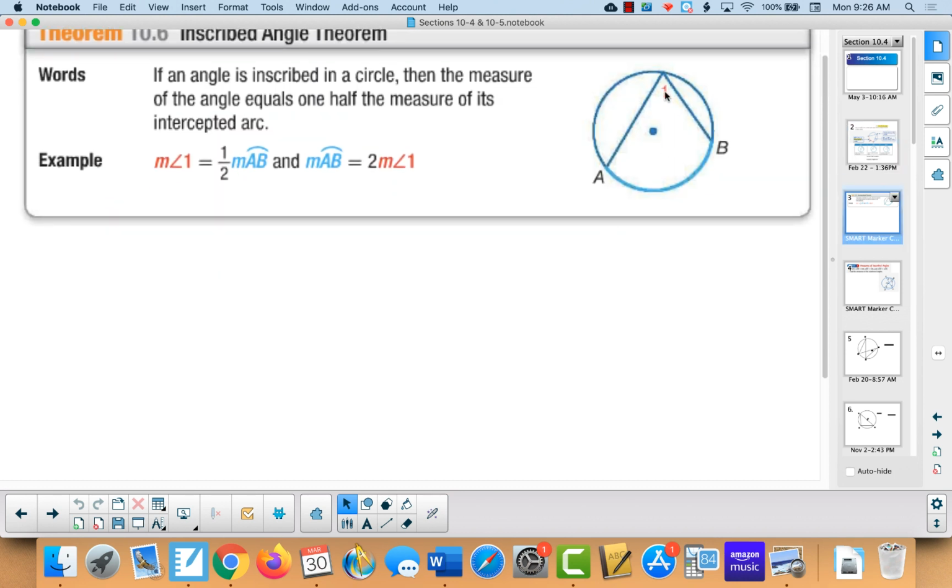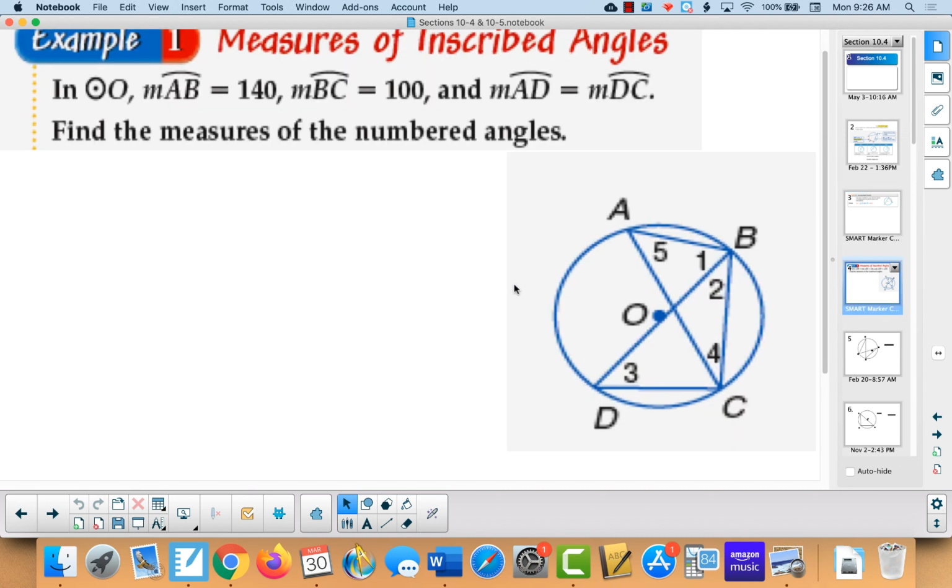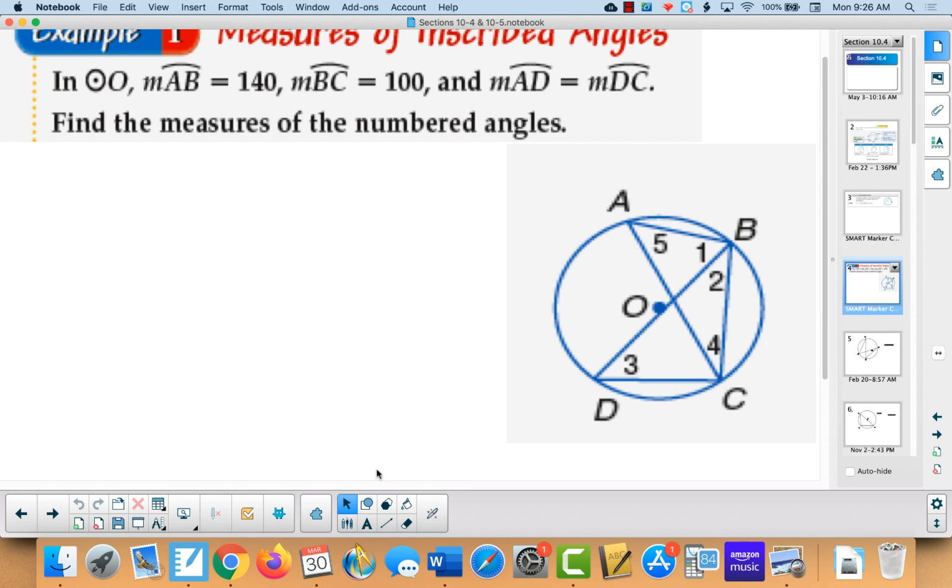So in this case, angle 1 is 1/2 the measure of arc AB, since that's the intercepted arc, and vice versa, the measure of arc AB is equal to twice the measure of angle 1. So in this problem here, what we need to do first in each case is find the measures of the intercepted arcs for those inscribed angles. Again, we know those are inscribed angles because the vertex is on the circle and the sides of the angle are both inside the circle.